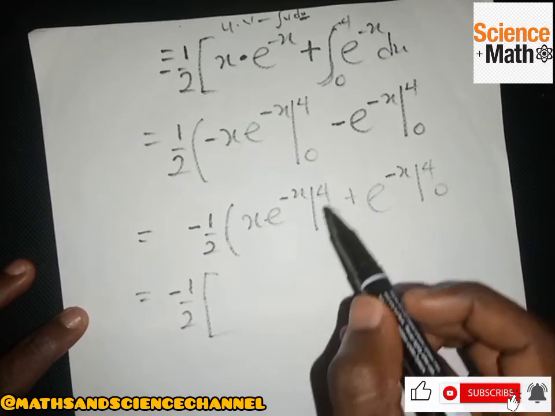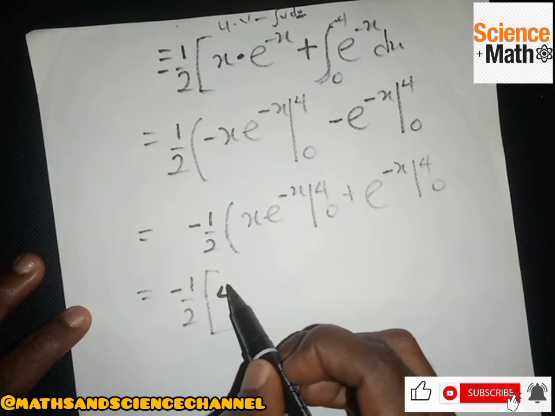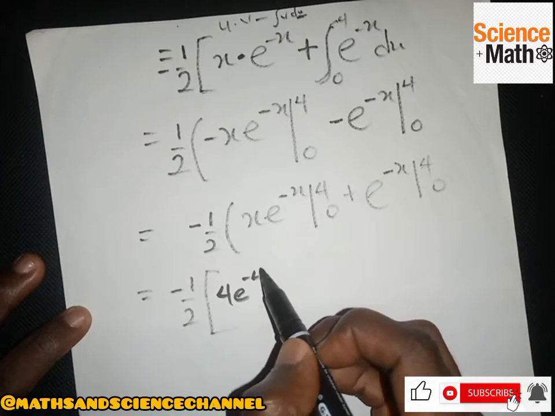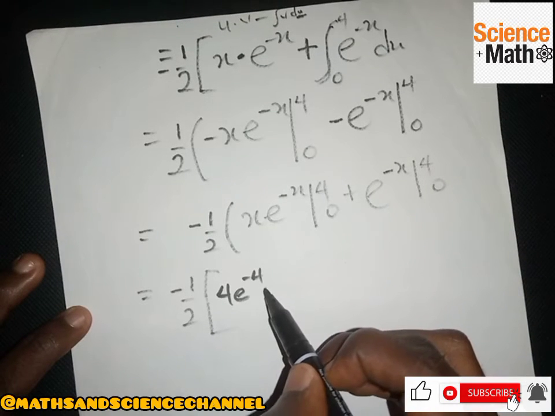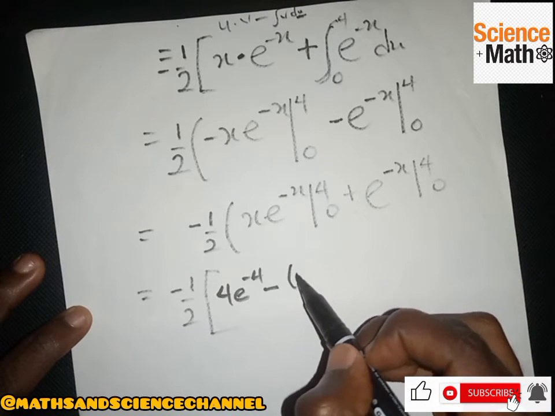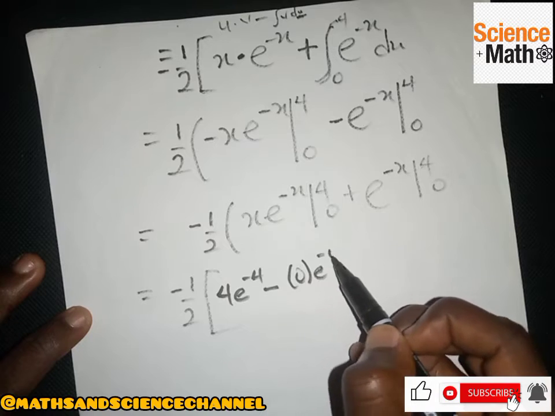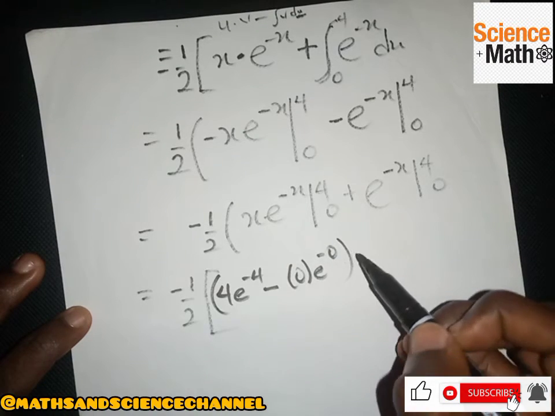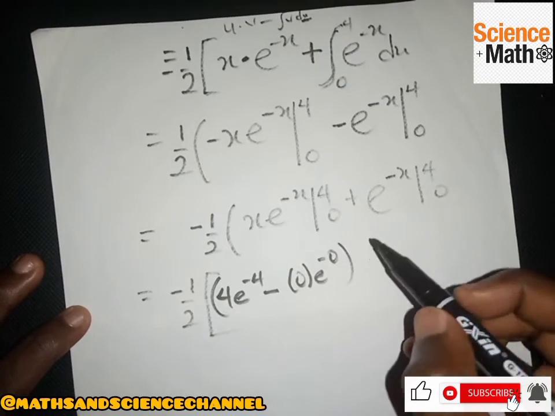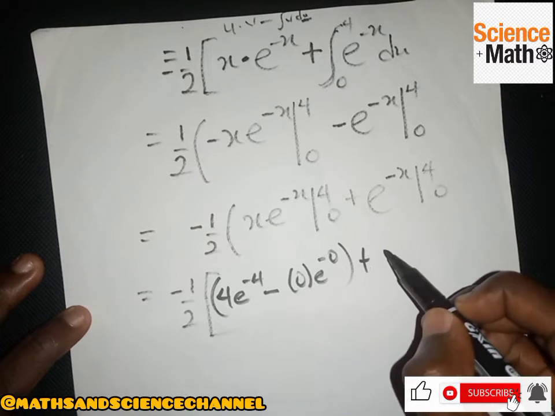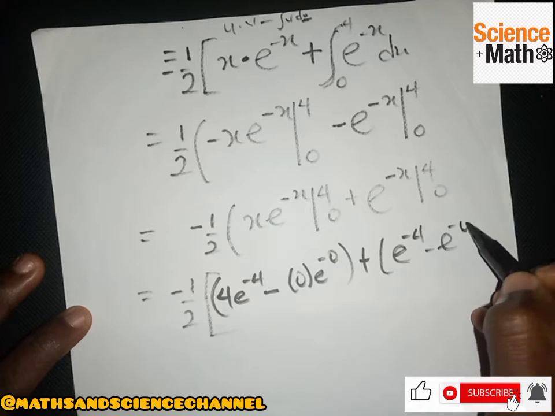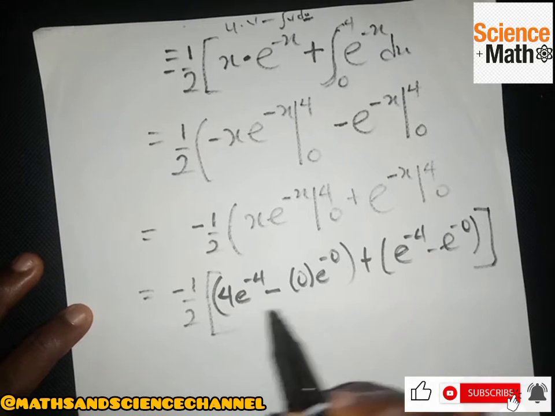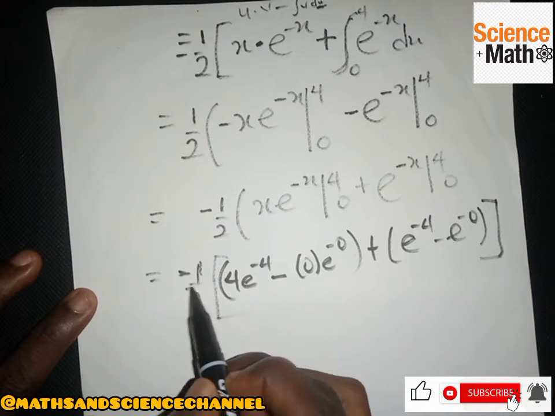We substitute this limit into it. The first one is 4, so we have 4 e to the power minus 4, that is substituting 4 into it. The next one will be minus 0 e to the power 0, and that will be the first part, which is this side. And to the other side we have e to the power minus 4 minus e to the power 0. Remember everything is multiplied by the 1/2 outside here.